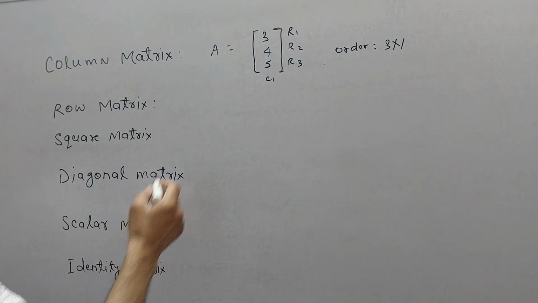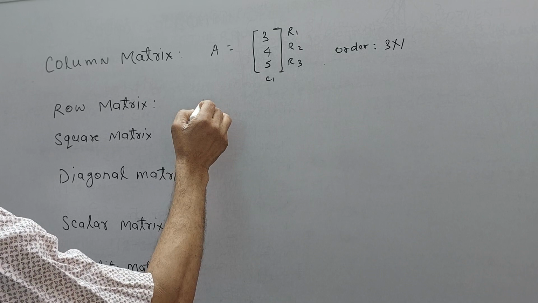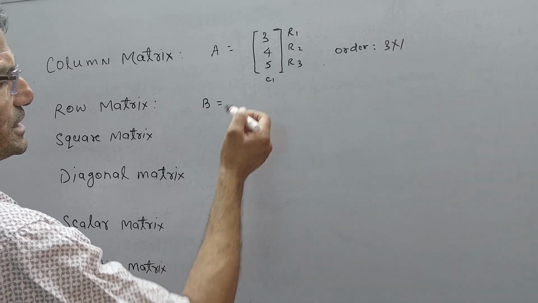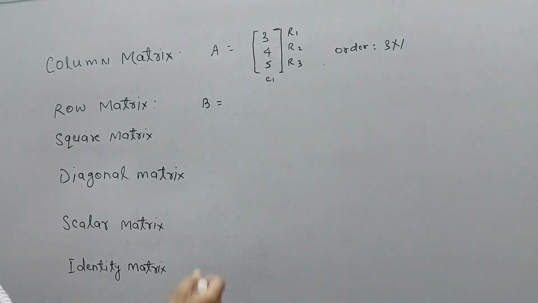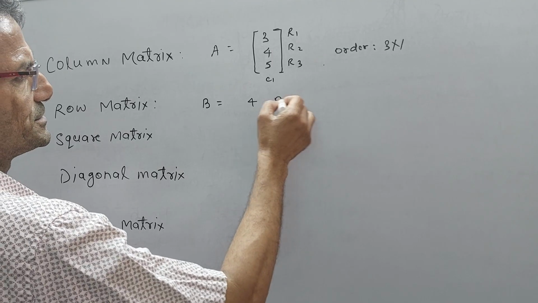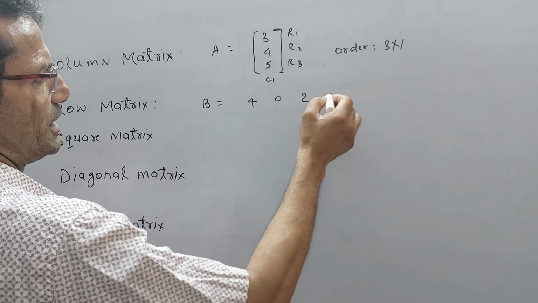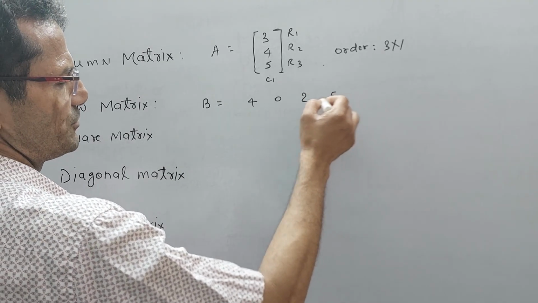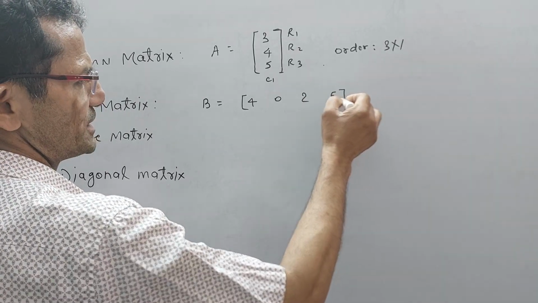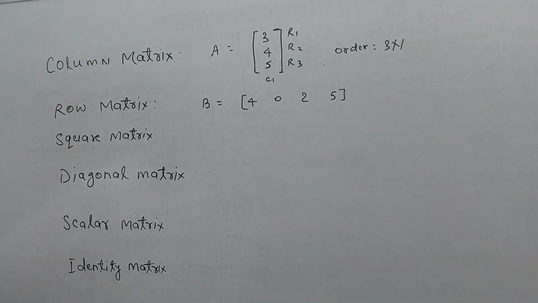Now row matrix. In the row matrix, all the entries of the matrix will be in a single row, and there is more than 1 column. So let us suppose the entries are 4, 0 and 2, and let us suppose I write 4 entries in this one. This is a single row, the first row, and there are many columns.